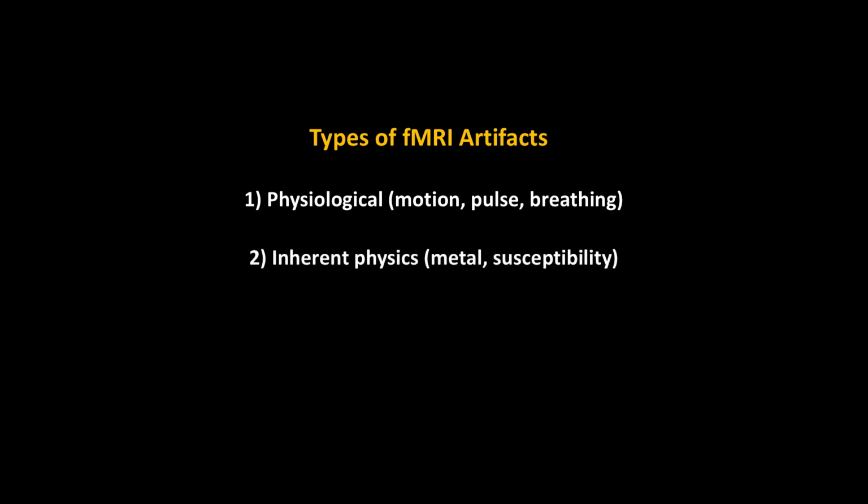The second type, which is a little bit more insidious, has to do with inherent physics. So things like metal, things like susceptibility artifacts. There's something called field inhomogeneities, which we try to account for by acquiring something called a field map. So if it's not part of your scan protocol, I highly recommend getting one because they usually only take a couple of minutes. At least when I was scanning, they didn't take that long. And what they'll do is they'll measure any inhomogeneities in the magnetic field that are caused by the subject simply being in the scanner. You take those, you can unwarp them, and recover signal.